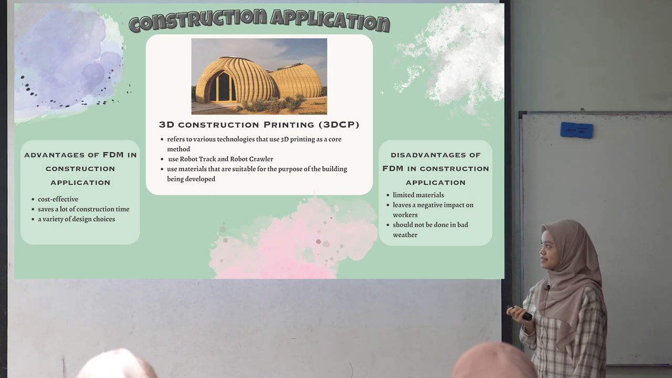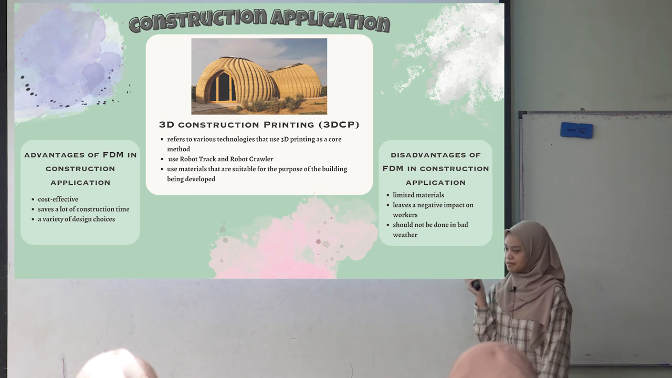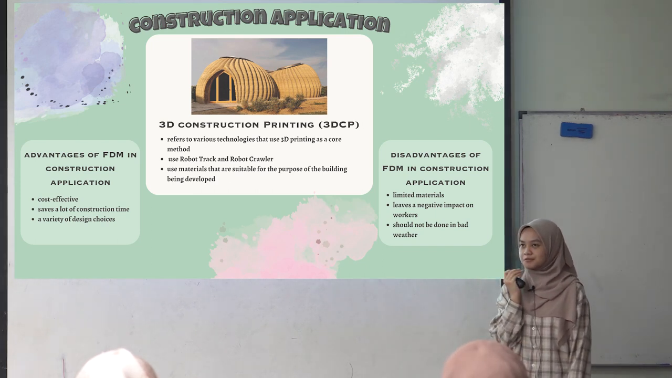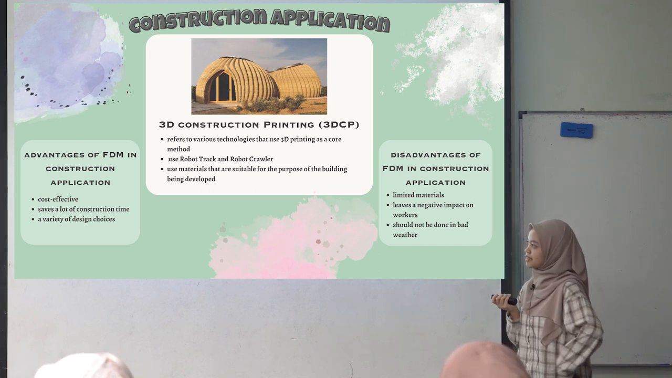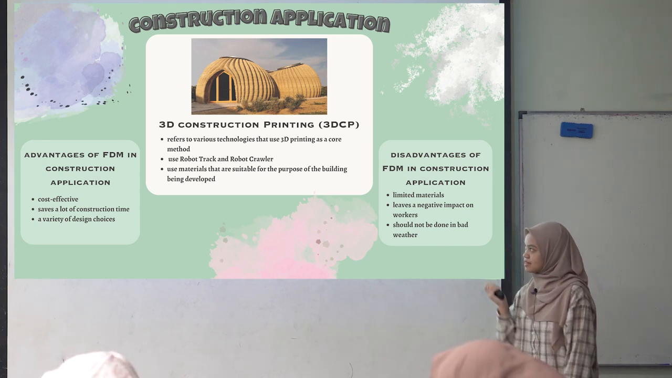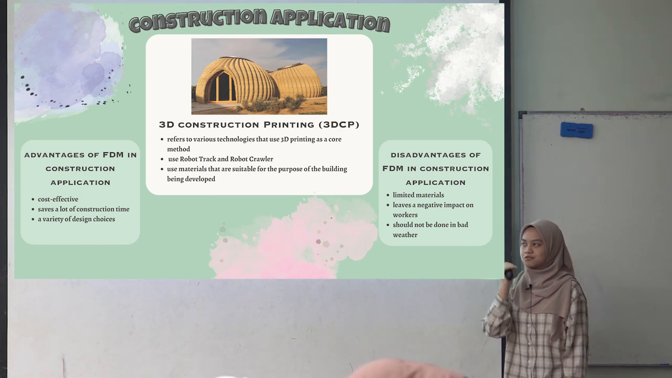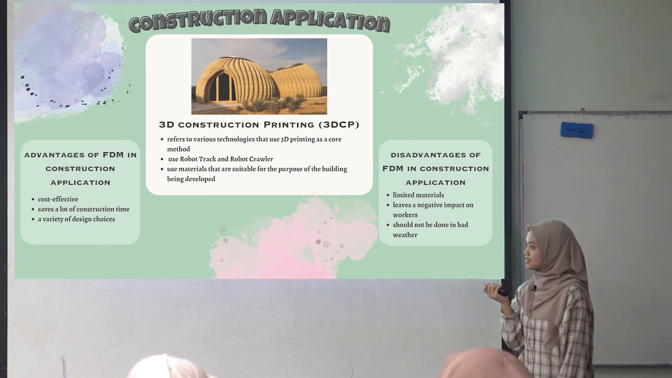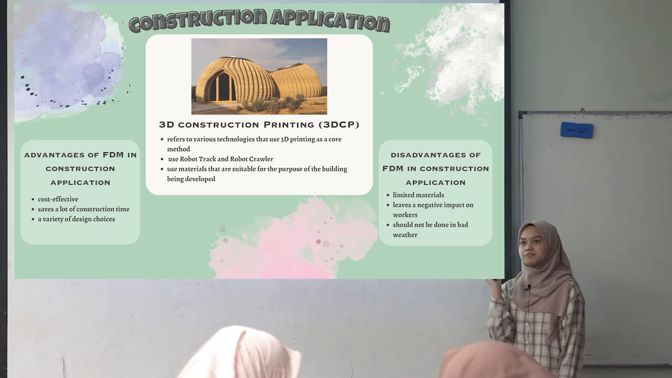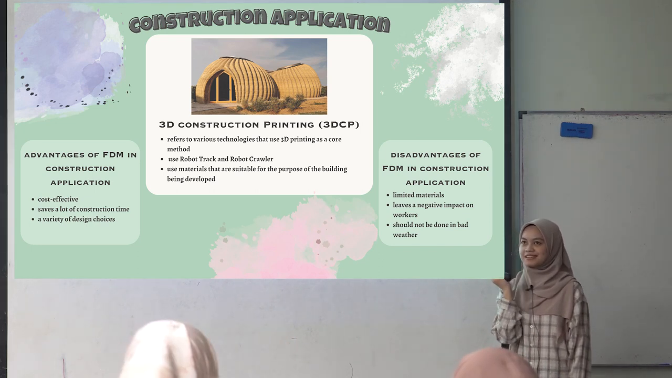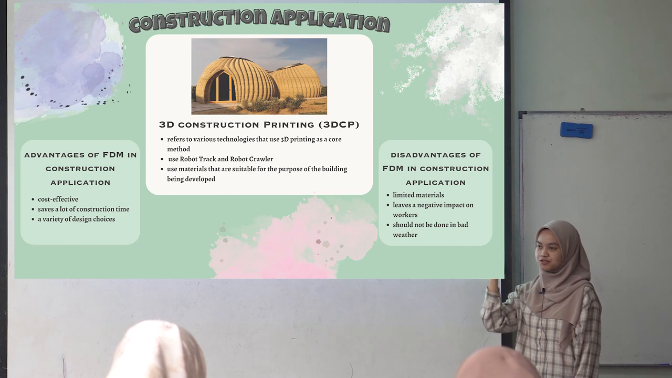And next is the advantage of FDM in construction application. First is cost effectiveness, where we do not need to waste money on more construction material or workers, and we save a lot of construction time. Like this Tecla house, it can be made in less than 200 hours. Last is a variety of design choices, where we can make construction in any kind of shape that we want. Like Tecla is a round shape.